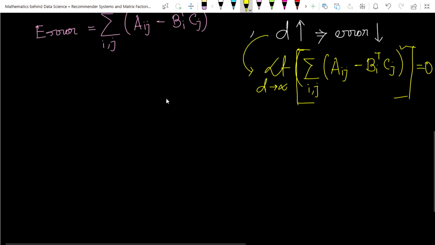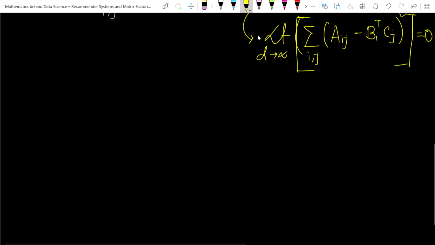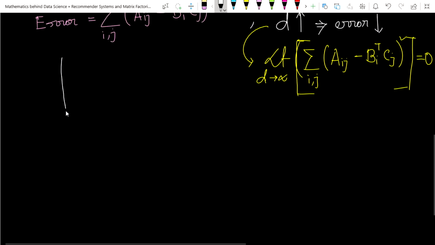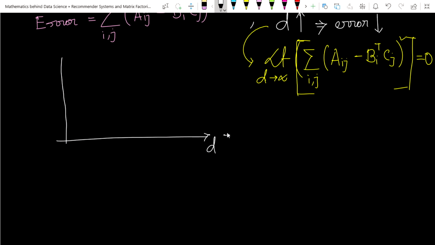That is the concept. So just try to plot it. If we plot these things in a diagram, then we can see the d value going toward plus infinity, and the error term. In general, we get this type of picture. It means when we increase the value of d, the error term is reduced like this.